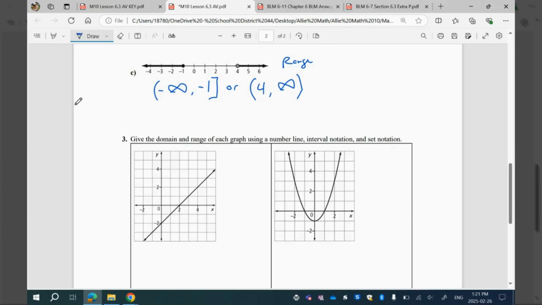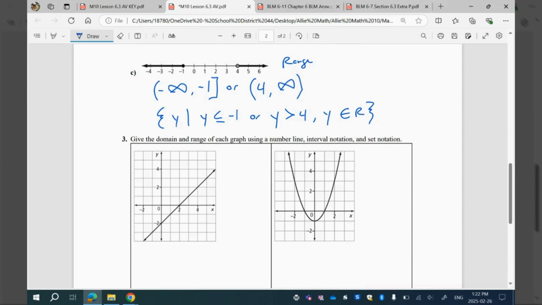And now we can show this as we use our squiggly bracket. y is such that y is less than or equal to -1, or y is, let's say, greater than 4, and y is an element of all real numbers.